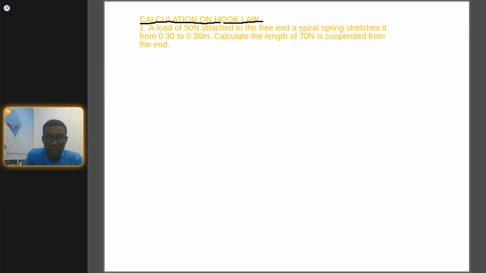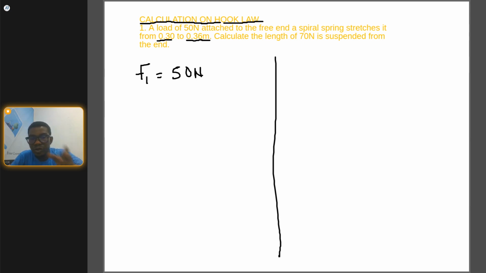A load of 50 Newton. When you hear the word load, it is force. Force is measured in Newton, you should know that. So the load is talking about the force. So F1, the first force we had, is 50 Newton, attached to the free end of a spiral spring, stretches it from this value to this value.